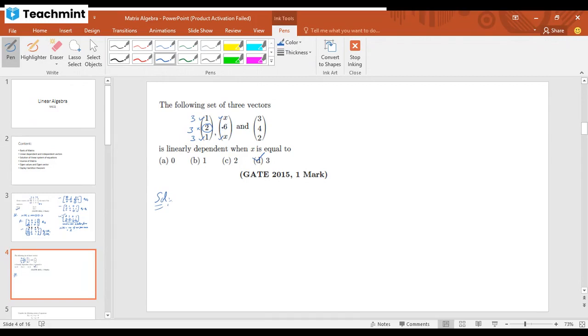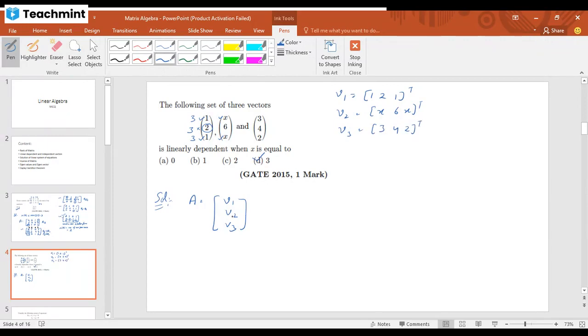Otherwise, if we want to find the value of x, then what is the rule? The first step is, what can we do? We can construct a matrix. If the vectors are given in row form, then we can construct a matrix in which we arrange the vectors row wise, V1, V2, V3. Like here we are given vectors in column form. So we can consider vector V1 as, say, 1, 2, 1 transpose, V2 as x, 6, x transpose, and V3 as 3, 4, 2 transpose.